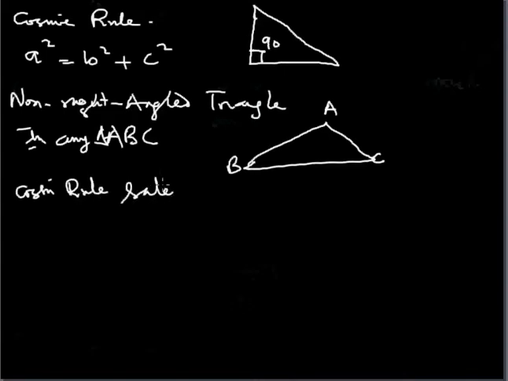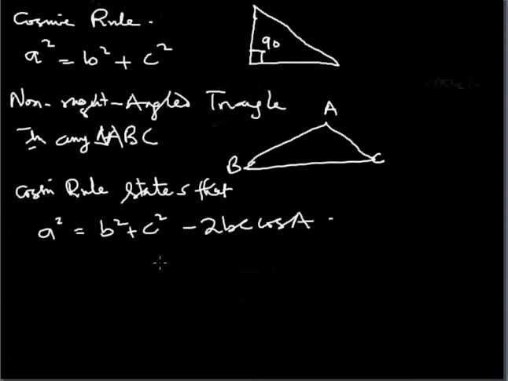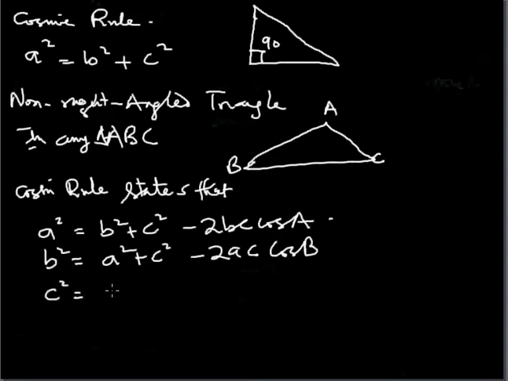In any triangle ABC, the cosine rule states that a squared is equal to b squared plus c squared minus 2bc cos A. b squared is equal to a squared plus c squared minus 2ac cos B, and c squared is equal to a squared plus b squared minus 2ab cos C.